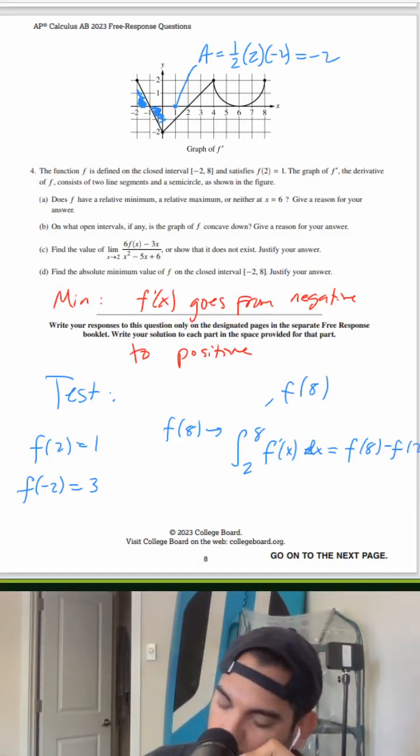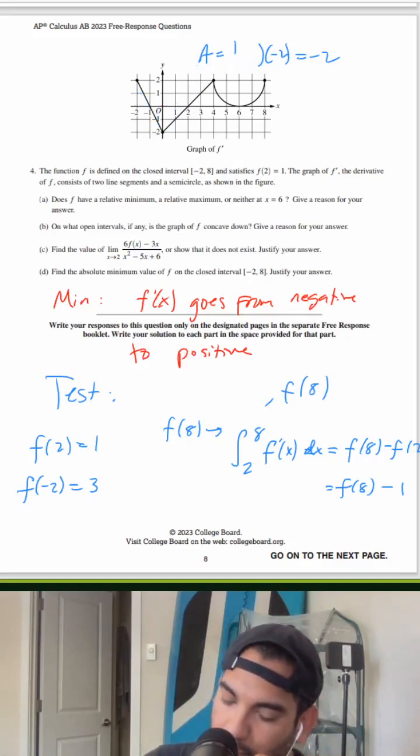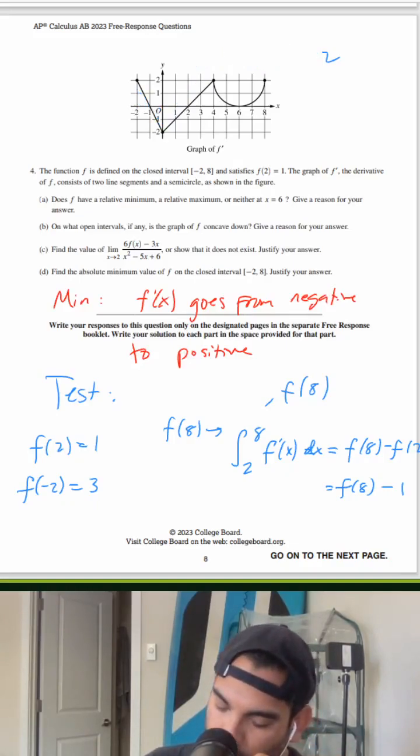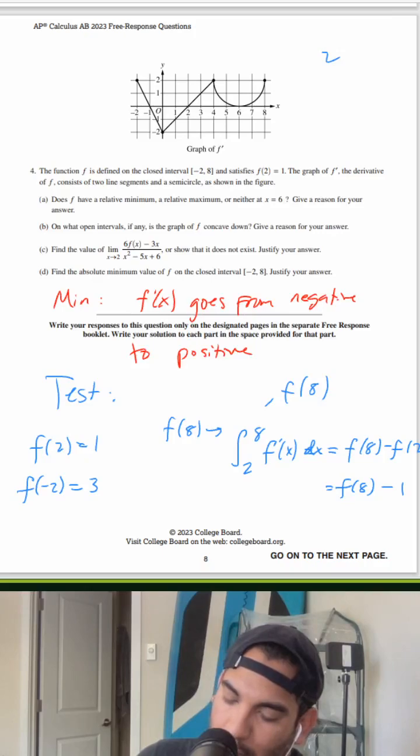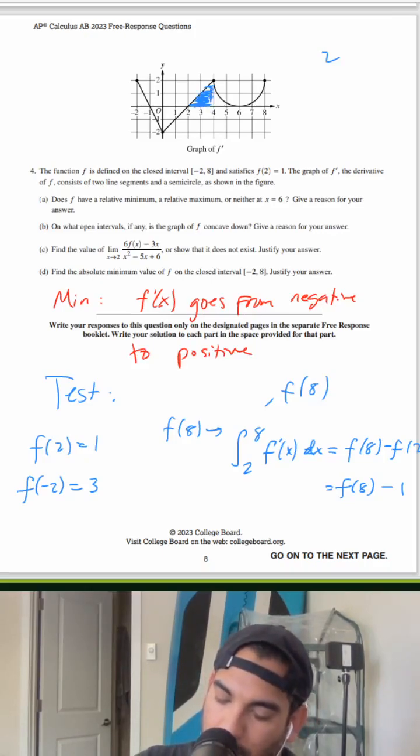That's going to be 1 that was given to us. So we have f of 8 minus 1. And then we just need to find the area. Okay. We need to find the area from 2 to 8. So from 2 to 8, we have the first triangle from 2 to 4. That's an area of 1/2, 2 times 2. So that's just going to be 2.